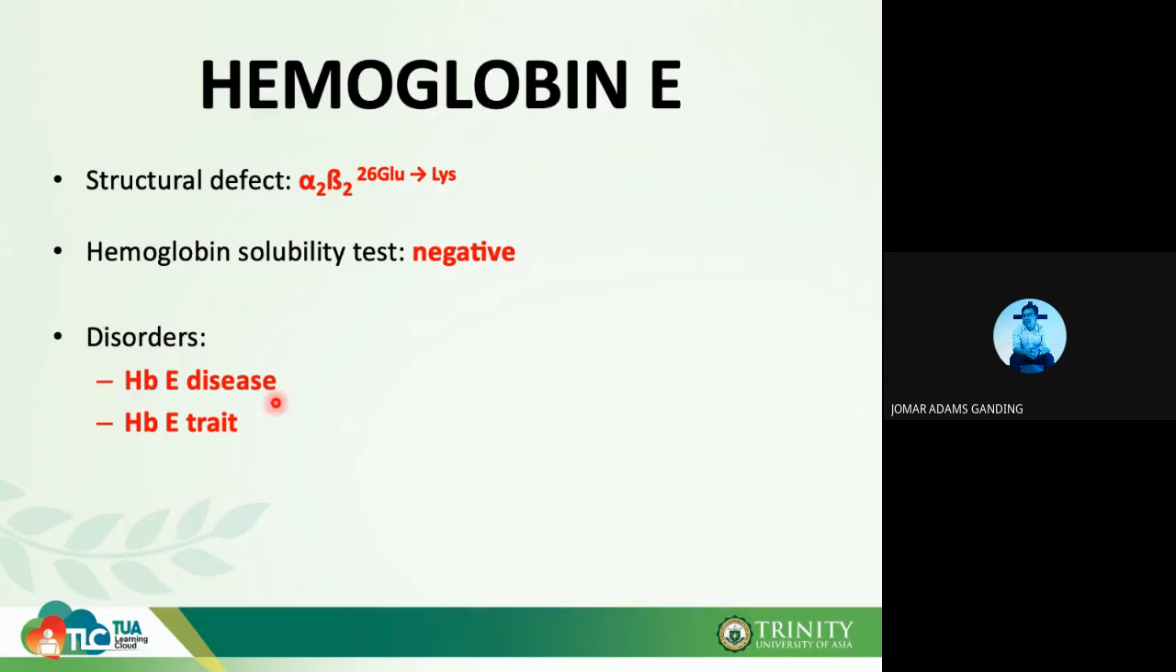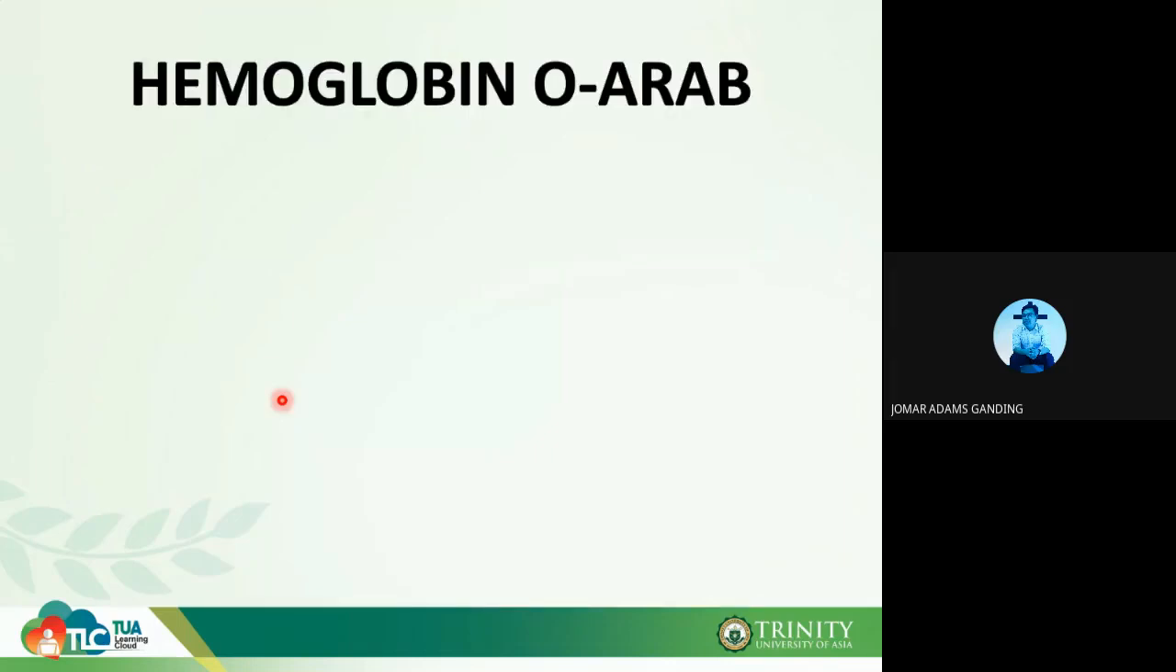So, you can see hemoglobin E disease or hemoglobin E trait depending on if this is homozygous, hemoglobin E disease, kapag trait lang, hemoglobin E trait if it is just heterozygous. And usually, it's asymptomatic kapag hemoglobin E. So, patients with hemoglobin E disease are characterized with, again, mild anemia and mild splenomegaly. We also have here your hemoglobin O Arab. Hemoglobin O Arab is a beta-globin. There's a mutation in your beta-globin, specifically at position 121, whereby there's a replacement of your glutamic acid, naging lysine siya. Okay? 121 from glutamic, naging lysine siya.